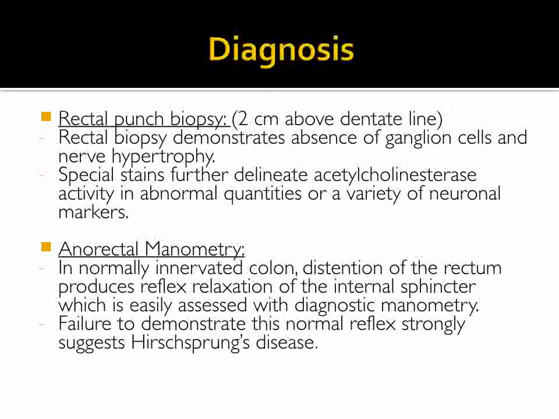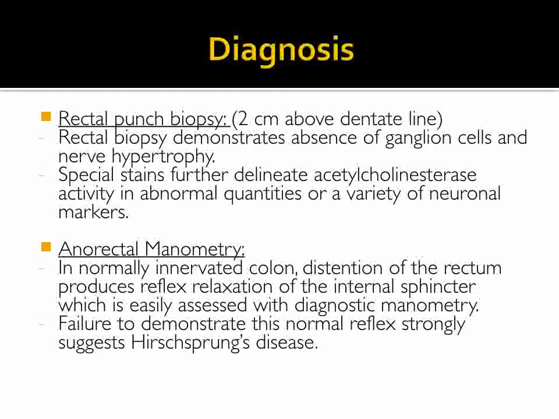So the rectoanal inhibitory reflex is dependent on the local nerve supply in the wall of the rectum. In Hirschsprung disease, there is deficiency of the nerve supply in the wall of the rectum, so this reflex will be absent. In a normally innervated colon, distension of the rectum produces reflex relaxation of the internal sphincter, which is easily assessed with the diagnostic manometry. Failure to demonstrate this normal reflex strongly suggests Hirschsprung disease.